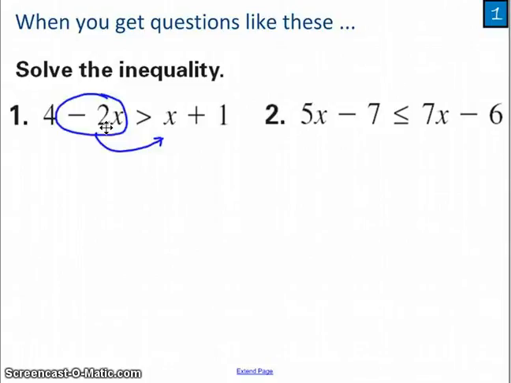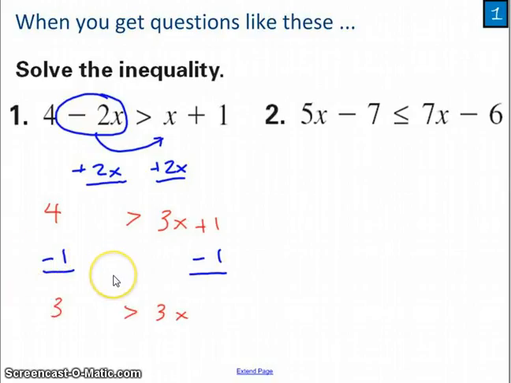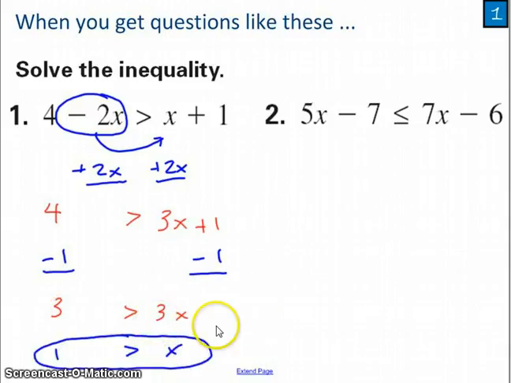So I got to move that negative 2 over to the positive side. So now on the right side, I've got 3x plus 1, and on the left side, I've just got 4. I'm not going to have to change the direction of the arrow. I just move the 1's over, and I've got 3x is less than 3. I divide out that 3, and I end up with 1 is greater than x, or x is less than 1.